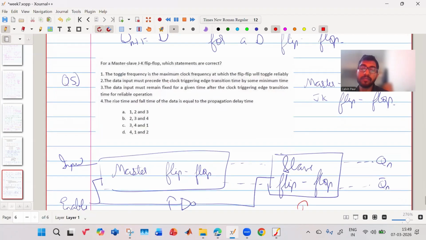So let us see. We got diverted. Let us go back to the question. So master slave JK flip flop, which statements are correct? The toggle frequency is the maximum clock frequency at which the flip flop will toggle reliably. Yes, that is true. The data input must precede the clock triggering edge transition time by some minimum time. Yeah.